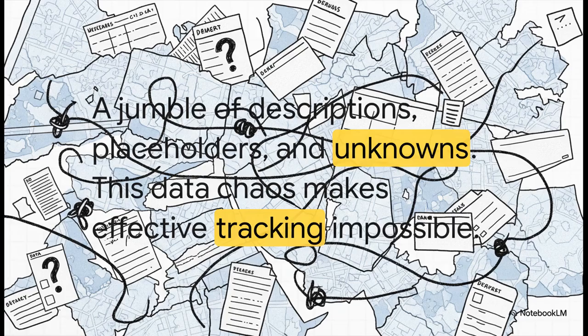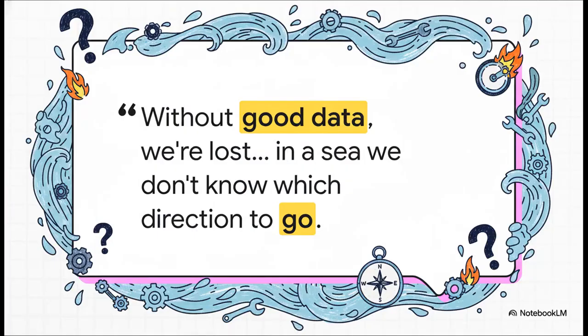And this is what that mess actually looks like. It's just a random jumble of descriptions. You've got some in different languages, some are clearly just placeholders that were never fixed, and my favorite, some are just unknown. Trying to run a maintenance program with data like this, it's impossible. It's like someone handed you a shredded map and said, "Good luck finding your way around the city." And that feeling of being totally lost, it's very, very real.